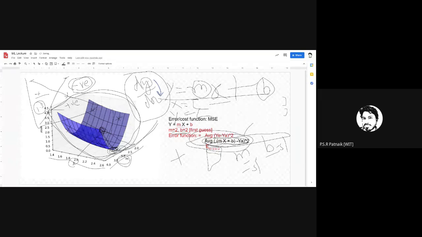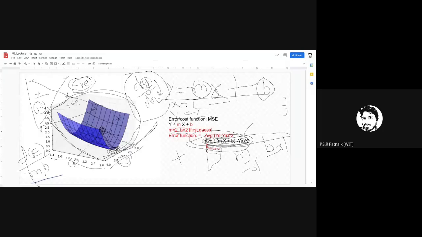But in my case, which function do I need to derive? I need to derive e, the error function. Is this e function dependent on a single variable or two variables? It is dependent on two variables, m and b. If a function is dependent on two variables, how do I differentiate? Does a single derivative work? No. What you need to do is take partial derivatives.